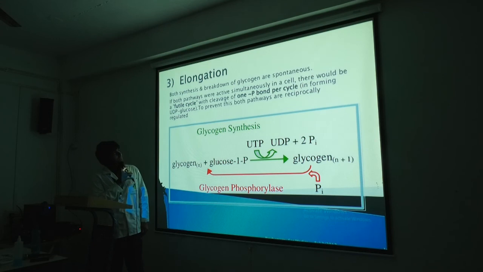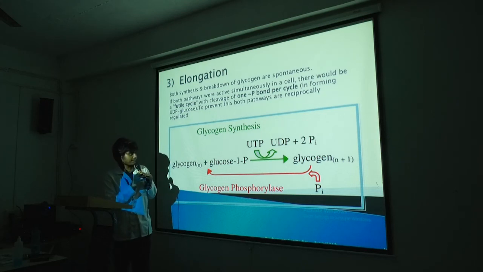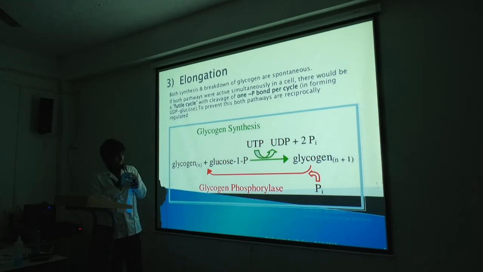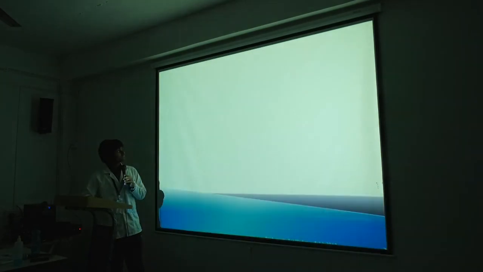Both synthesis and breakdown of glycogen are spontaneous reactions. If both pathways were active simultaneously in a cell, there would be a futile cycle with cleavage of 1 phosphoanhydride bond per cycle in forming UDP glucose. To prevent this, both pathways are reciprocally regulated. So here is the reaction from glycogen. Glucose 1-phosphate is released, and glycogen phosphorylase is the enzyme here.